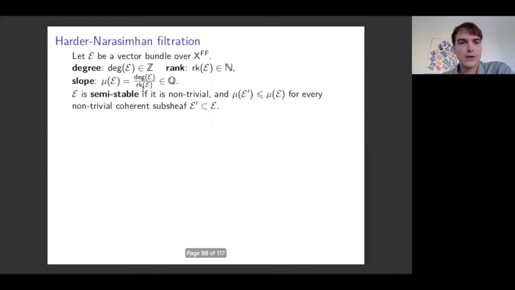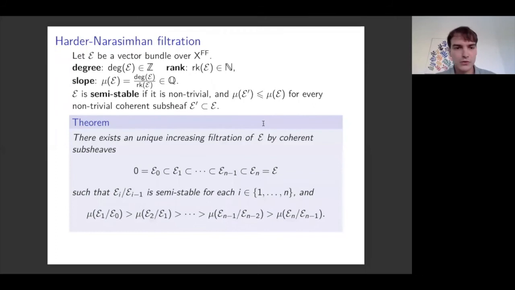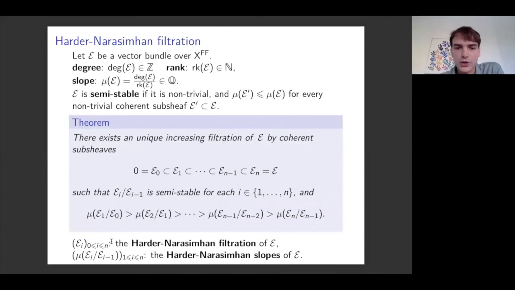And so now there is this classical notion of semi-stability. So a vector bundle is semi-stable if it is non-trivial, and we have this inequality of slopes for every subsheaf, every sub-coherent sheaf. Okay. And once you get such invariants, there is a classical result which gives you a filtration. The result is that there exists a unique filtration where each successive quotient is semi-stable and that respects this inequality on the slopes here. And of course the filtration given in the theorem, which is unique, is the Harder-Narasimhan filtration. And all the slopes here are the Harder-Narasimhan slopes of E.